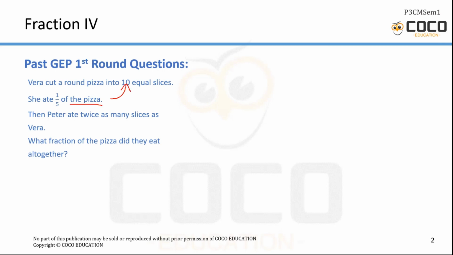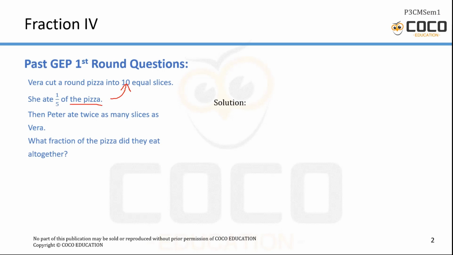Okay, and then Peter ate twice as many slices as Vera. So here I must calculate how many pieces Vera ate. Then Peter is twice, so Peter multiply by 2. So in the end, we can calculate what fraction of the pizza they ate altogether. Okay, so let's see how we do this question.